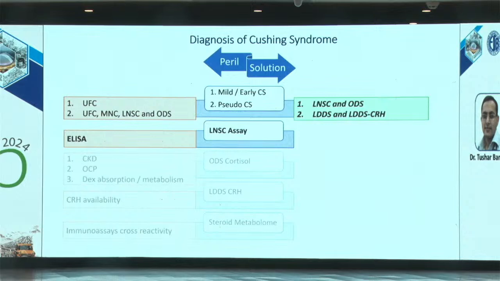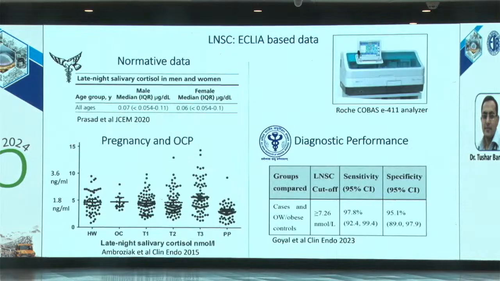We are going to talk about our experience of LNSC and ODS. We know the problem with LNSC with ELISA assays, and now we have the second generation CLIA-based assays. We have normative data of late night salivary cortisol in healthy individuals given by the Trivandrum group, which is published. There is normative data on pregnancies in different trimesters to say that you can use this cutoff to pick up Cushing's, as well as in people who are on OC pills. There also is normative data.